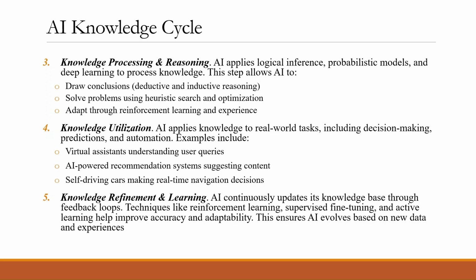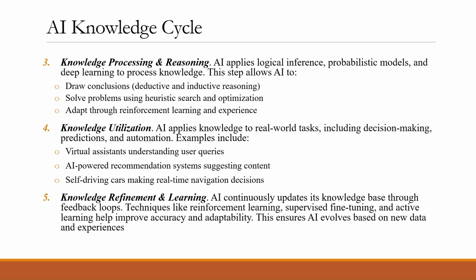Next, we have knowledge utilization. Artificial intelligence applies knowledge to real-world tasks, including decision-making, predictions, and automation. Some examples include virtual assistants understanding user queries, artificial intelligence-powered recommendation systems suggesting content, or self-driving cars making real-time navigation decisions.